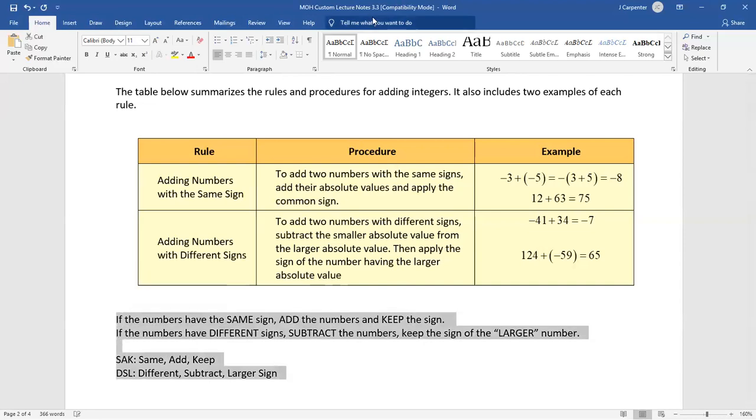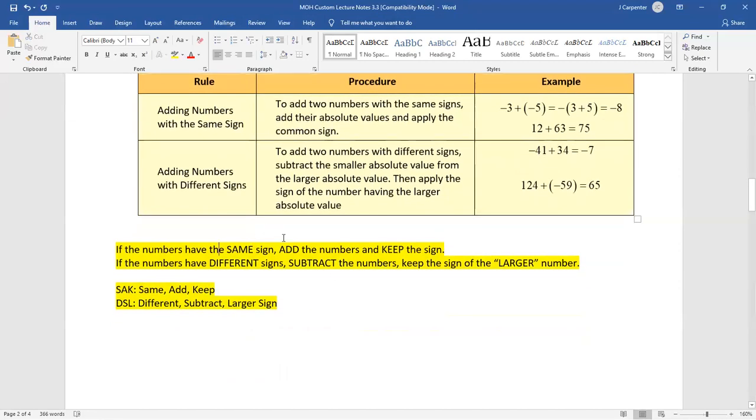So again, I am a huge fan of how I have things phrased. Do you have to do it that way? No, there's a million ways to phrase just about anything. Same sign, add the numbers, keep the sign. I'm a fan of repetition myself.